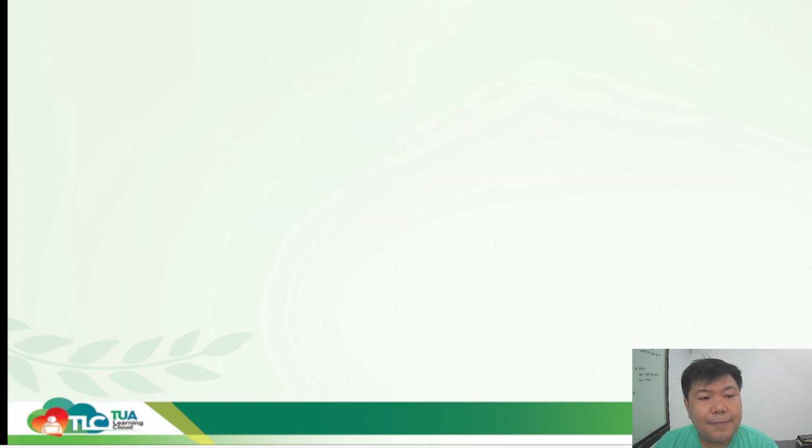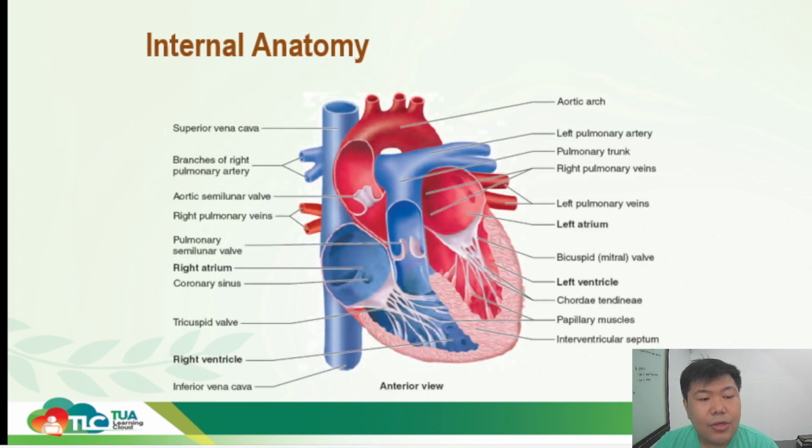So let's move on. Now we'll go to the internal anatomy. This is how the heart looks after it has been sliced to show the interior parts. First, I would like for you to appreciate the two rooms on top of the house, your right atrium.